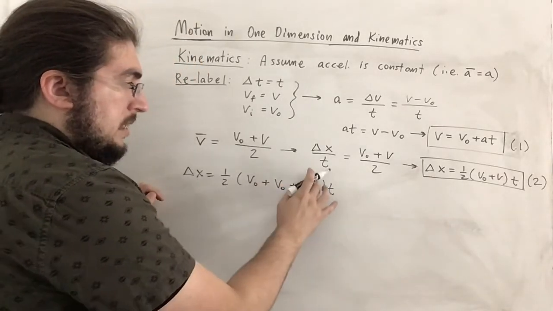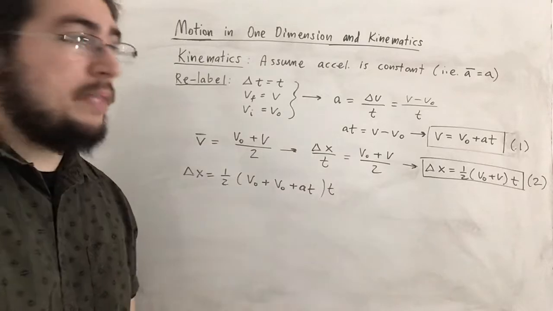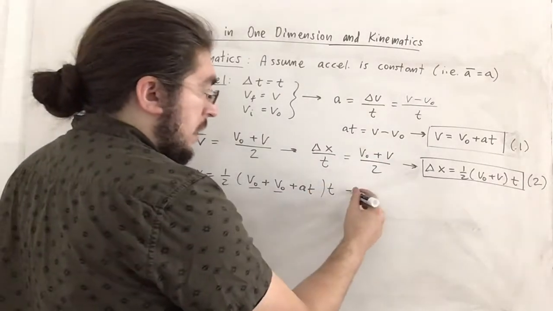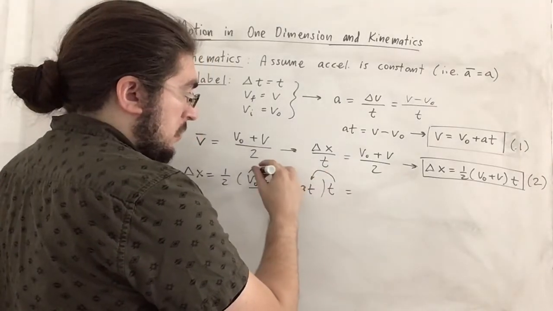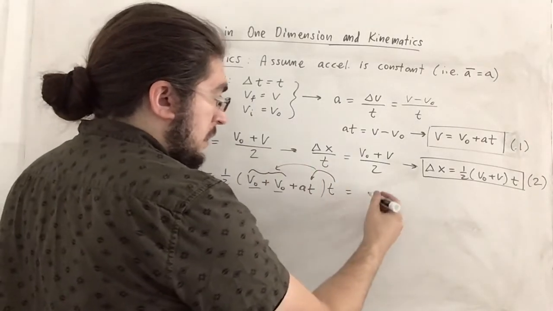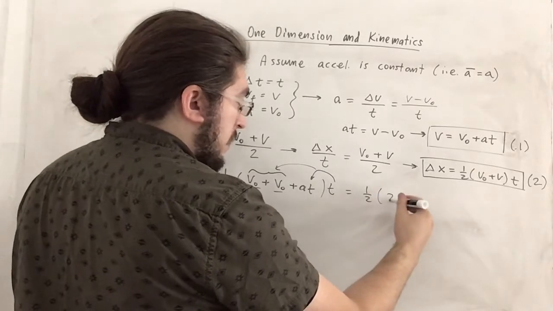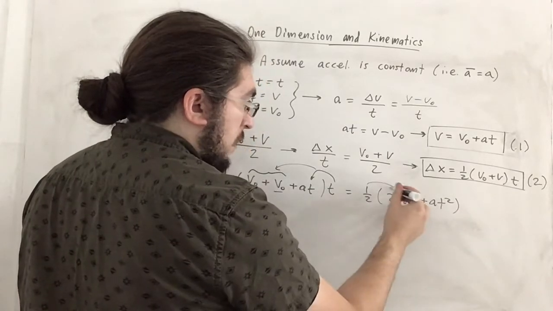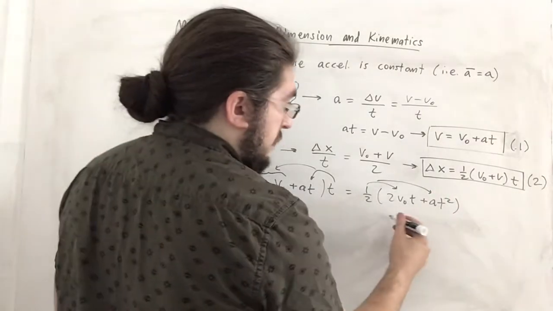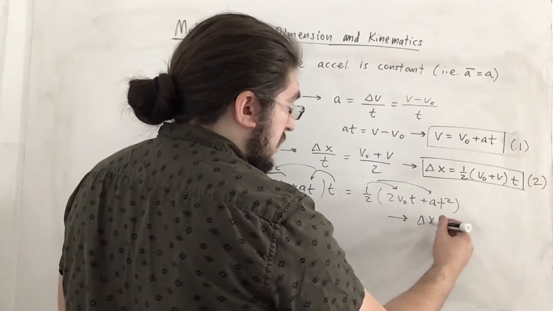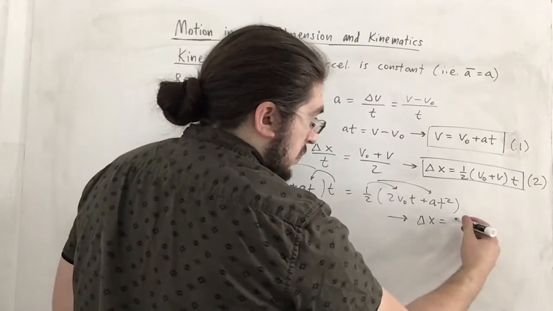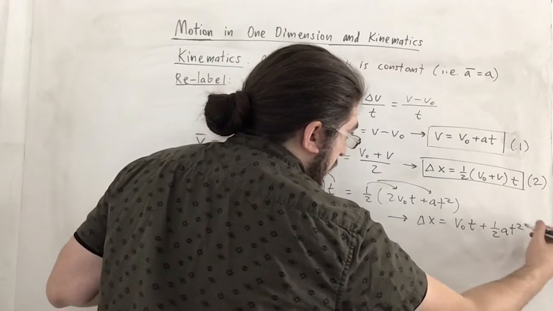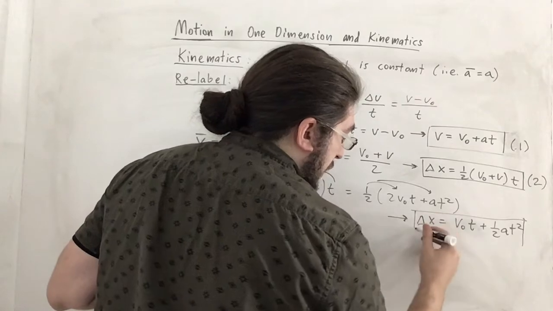Now we don't really need parentheses here. I'm just doing that to emphasize where it came from. That replaced v in the second equation. Of course, these two combine to 2v naught, and we can distribute this in parentheses. So we'll get 1/2 times the quantity 2v naught t plus at squared, and now distributing the 1/2 will give us delta x is equal to 1/2 times 2 is just 1, so that's v naught t plus 1/2 at squared, and that is our third kinematic equation.